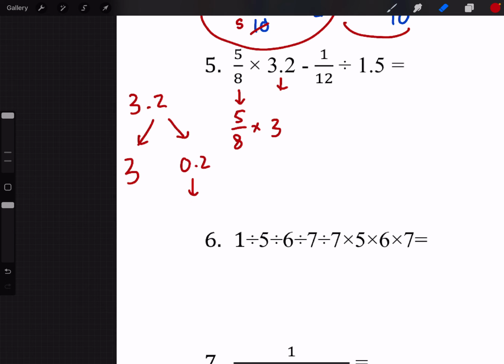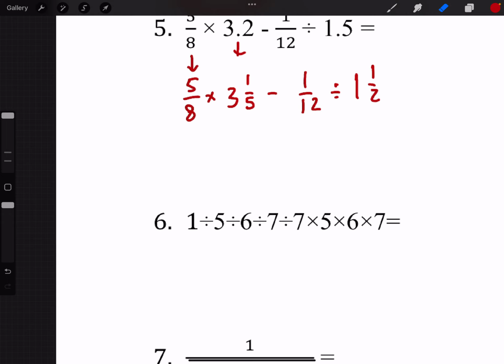Now, if you're not sure why it's 1/5, imagine you've got 2 over 10. 2 divided by 10 is equal to 0.2. When you divide, you can write 2 over 10. That's another way to think about it. And then when you simplify 2 over 10, you get 1 over 5. So really, 0.2 is 1/5. So I'm going to write all of that, changing it to 1/5. So that means 3 and 1/5 minus 1 over 12 divided by 1.5. 1.5, that's the same thing.